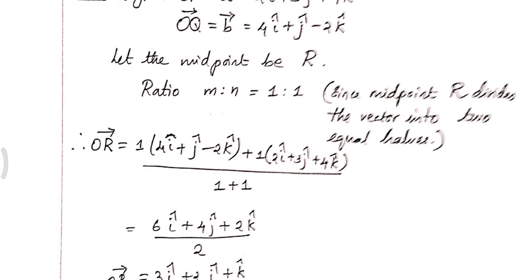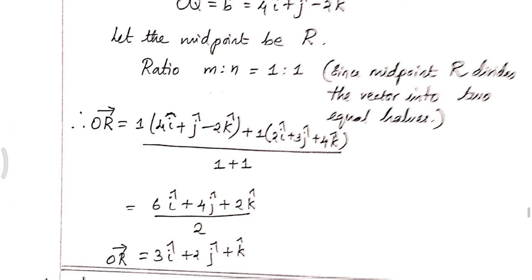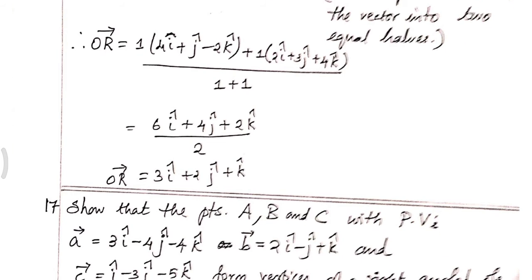Now the same formula, you can write the formula again. In the place of M and N I substituted 1 and 1, and OP A vector and B vector I substituted. I got 3 I cap plus 2 j cap plus k cap. You can also substitute and simplify and see whether you are getting the same answer.